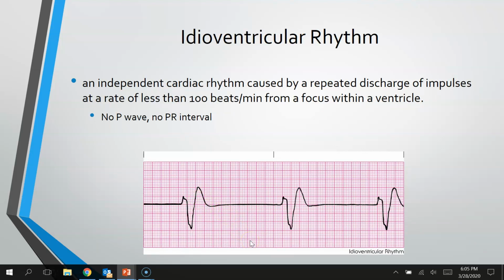Idioventricular rhythm is any type of cardiac rhythm caused by repeating discharge of impulses at a rate of less than 100 beats a minute. And the focus is generally from the ventricles. So it's an idioventricular rhythm. We don't see a P wave. There is no PR interval here because we don't have a P wave.